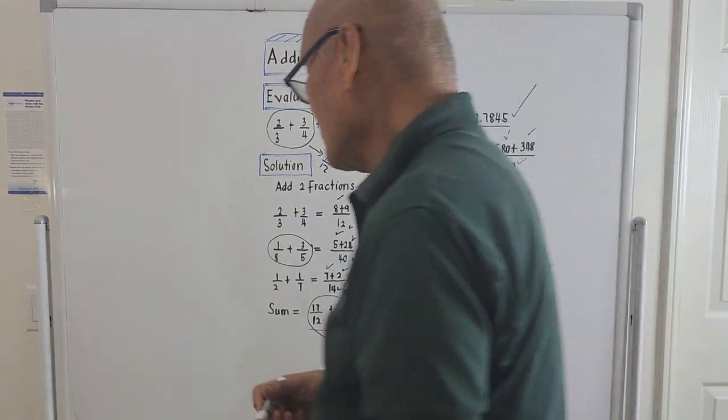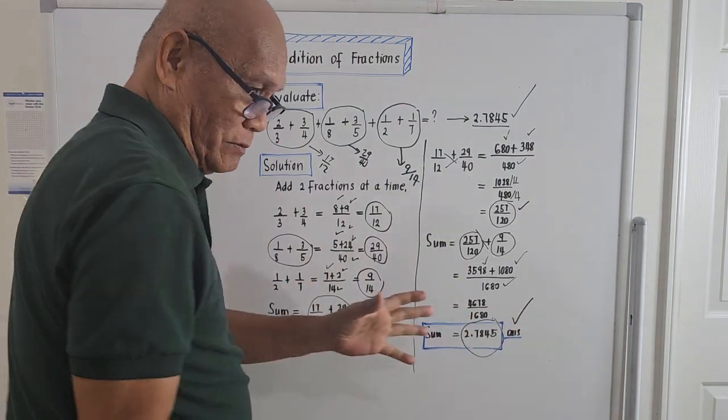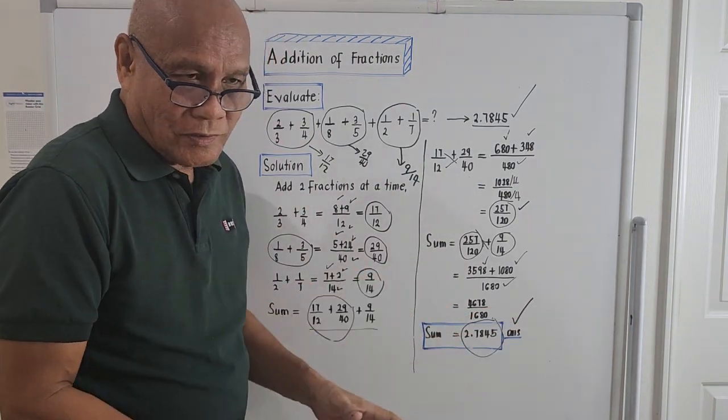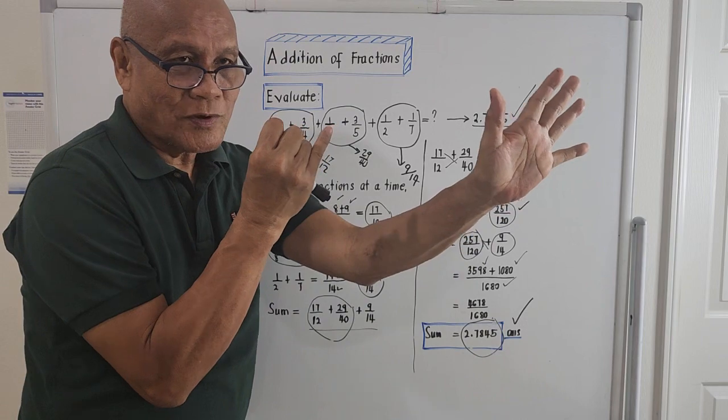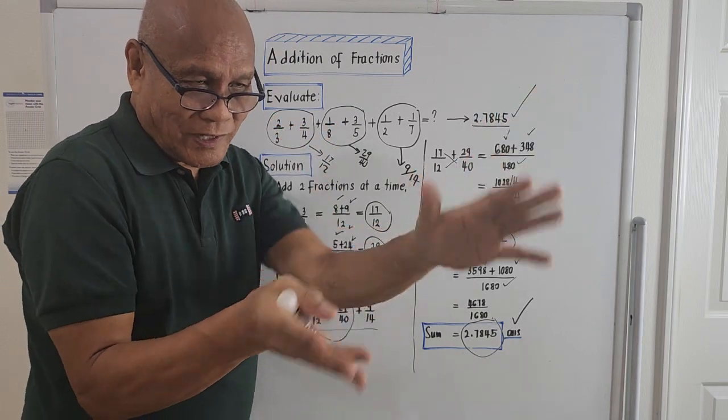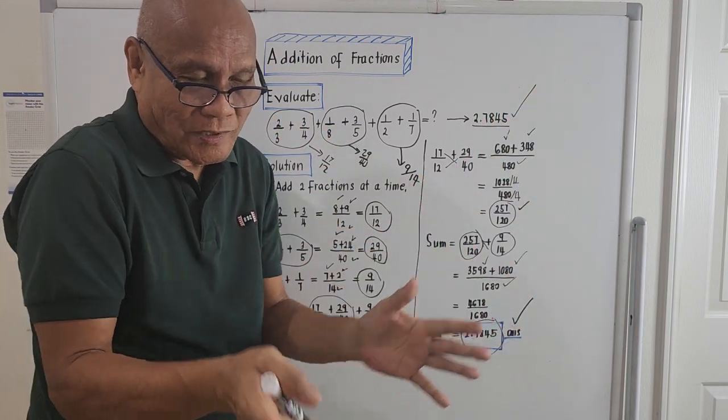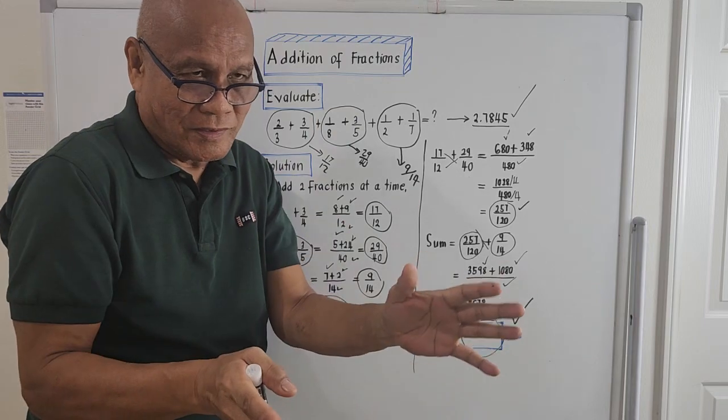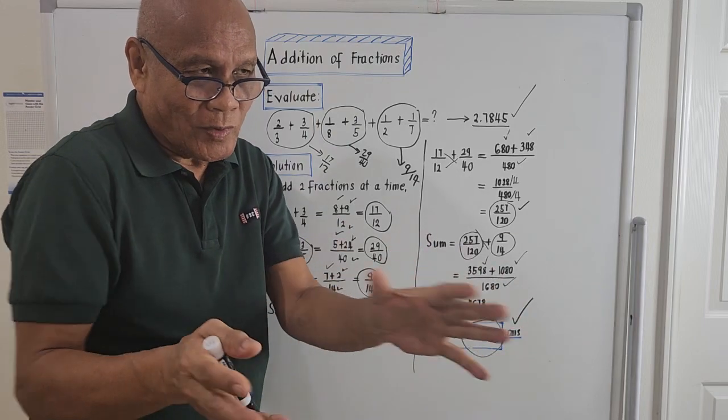Okay, that's it. I think this is the fastest solution for adding fractions involving 6 fractions. What is coming out on the short videos is just adding or subtracting 2 fractions. That's an easy one.